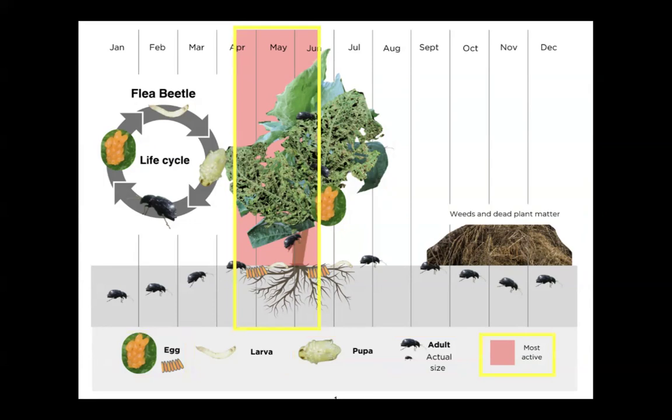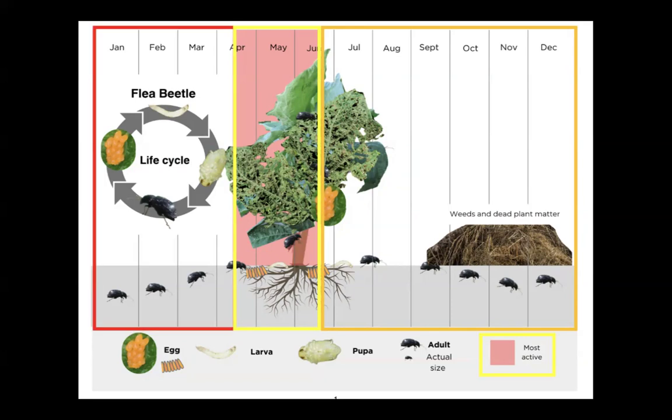Knowing that adults are most active and feeding on your plants in April, May, and June is very important to know. However, the adults go back into the ground and live under weeds and dead plant matter over the fall and winter. They emerge in early spring and lay their eggs at the base of the plant, where larvae emerge from eggs. Larvae turn into pupa and pupa into adults. It is important to know where the flea beetle lives during the whole year so you can make a management plan.